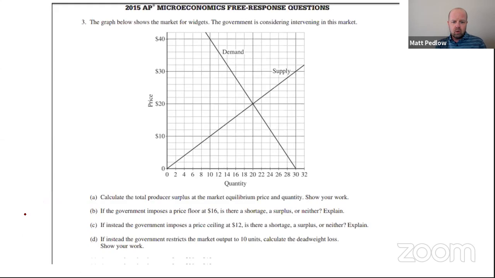So if you look at your total producer surplus, okay, at equilibrium, so here's our equilibrium price and quantity, okay? Price $20, they're selling 20. So we can take 1/2 base times height, 20 times 20 is 400. 1/2 of that is $200. So your producer surplus is this right here, okay? I don't want to shade it in because it's going to interfere with the next couple.